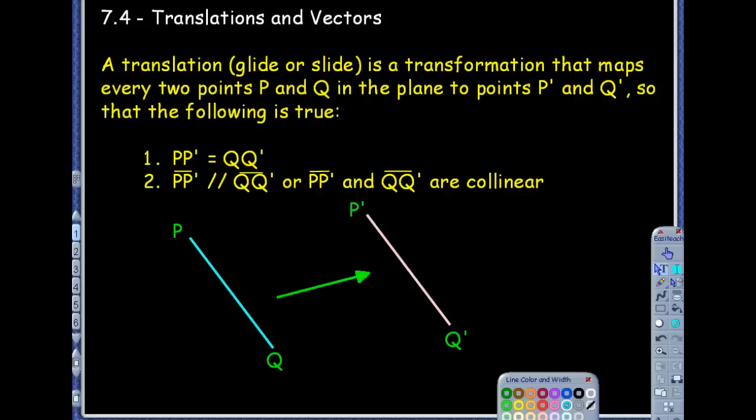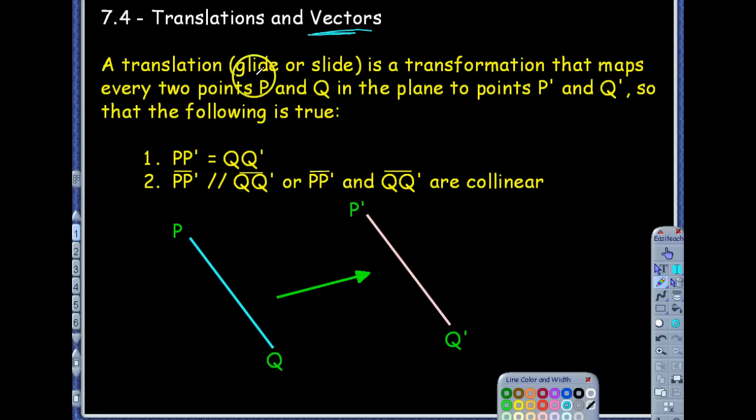Section 7.4 is actually going to be the last type of transformation we're going to talk about. We still have another section where we're going to combine all of them, but this is the one we've mentioned already, translations. Notice the title also throws in this word vector. We'll talk about what this is in just a minute, but it involves translations. And what exactly is a translation?